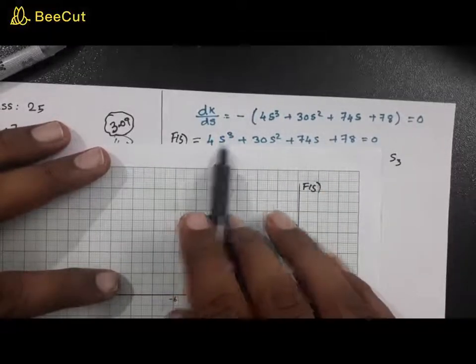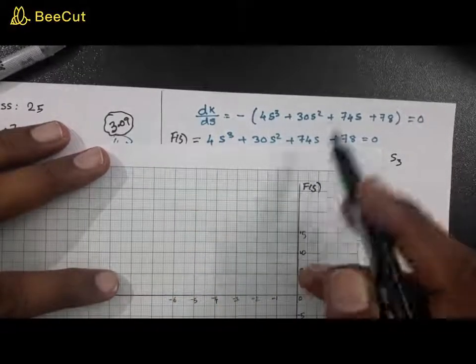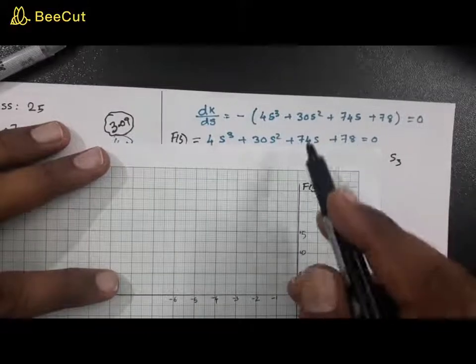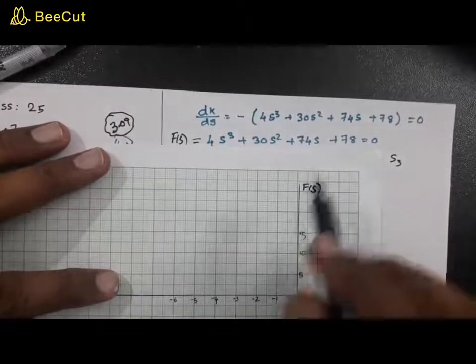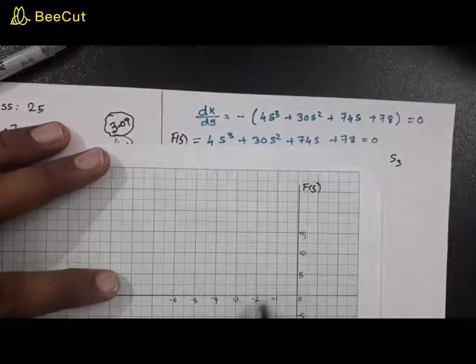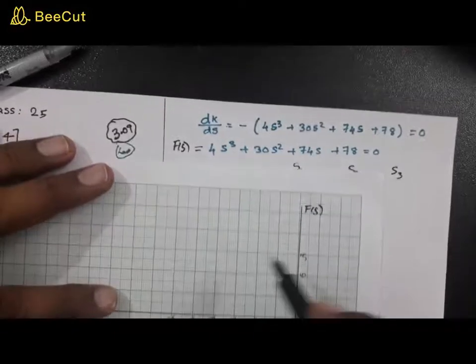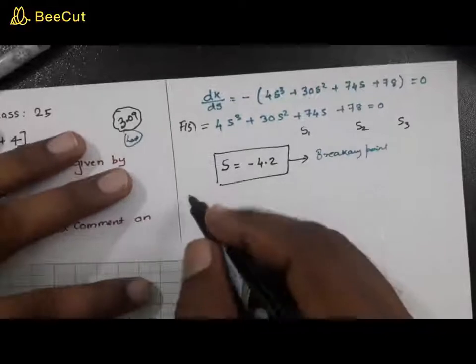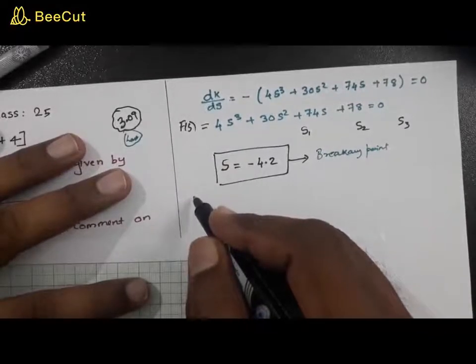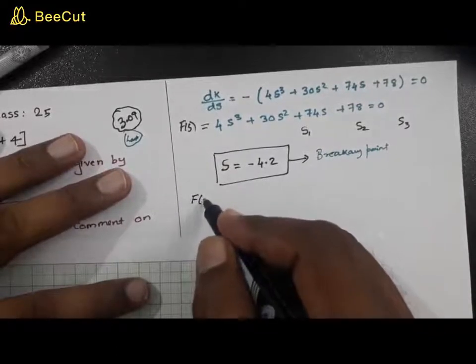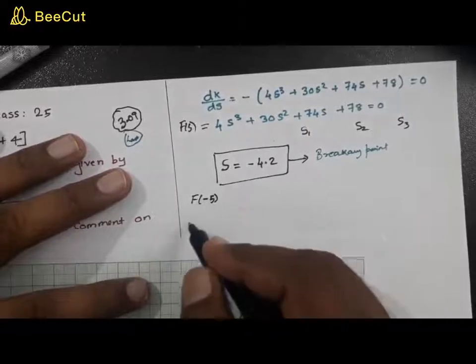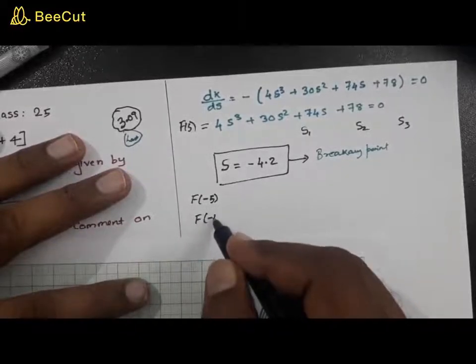Now just put s equal to 0. S equal to 0 means you're getting 78. So f of s is going to be a high value. So you don't have to bother about any points near this. This is just arbitrary, so for the meantime just find out f of -5 and f of -4.